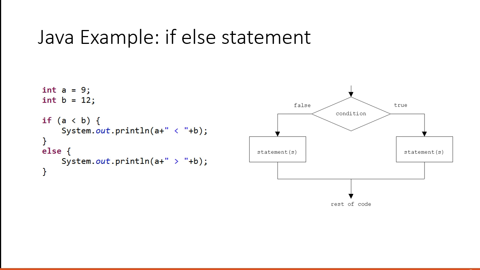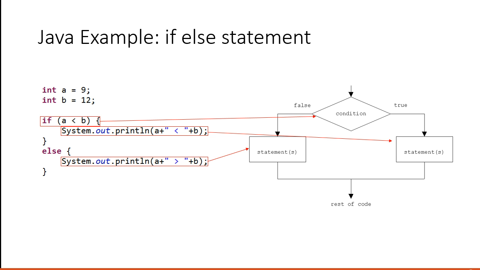Here's an if-else structure. a is 9, b is 12. This is the condition that's evaluated. That's the true statement. That's the false statement.